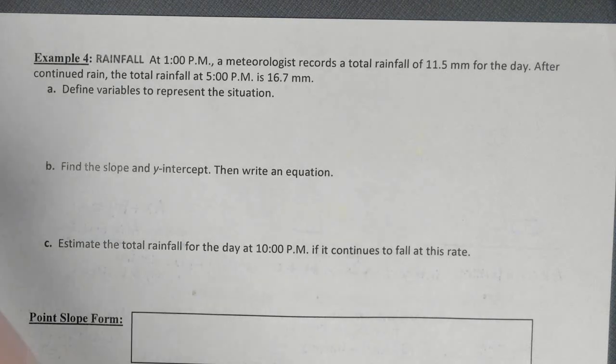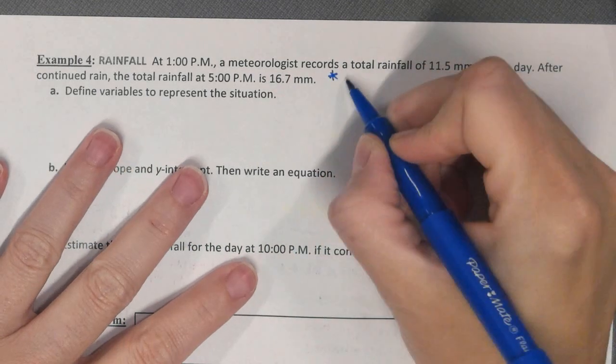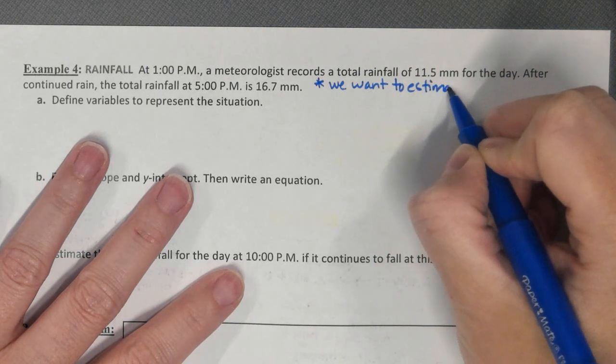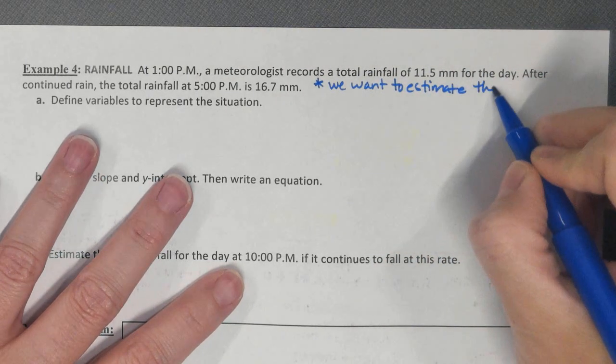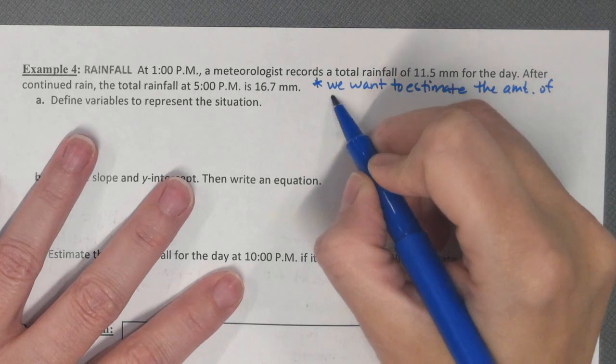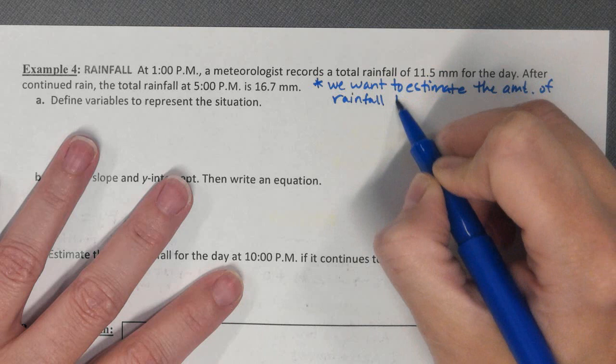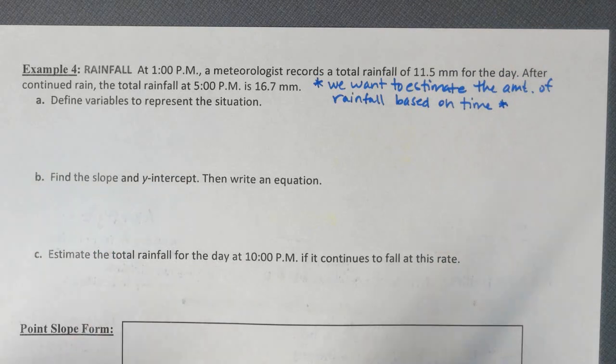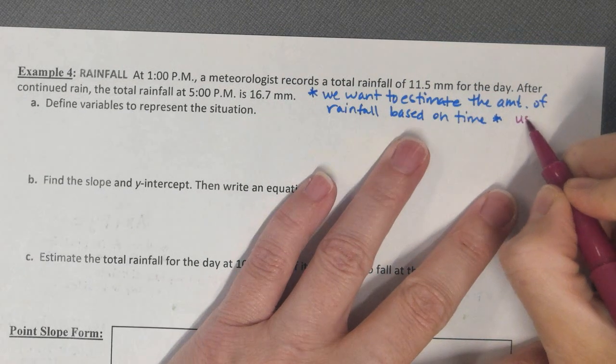Okay, before we do that, let's think about what this situation is. What are we dealing with here? So the amount of rainfall, and what other unit are we using? The time. Okay, so we want to be able to estimate the amount of rainfall based on time. Now when we're explaining this, again, we're going to have to make sure that we use our units.